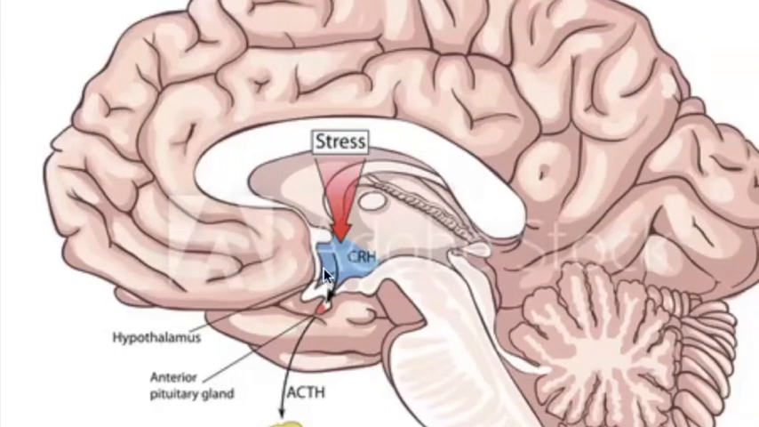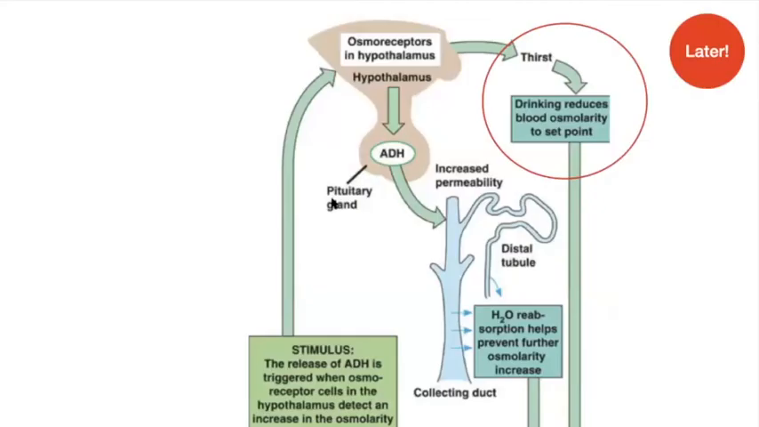That are going to tell it to release stuff, right? So your hypothalamus is kind of monitoring the whole body for your internal body processes. But I just want to point out over here, this will be something for later when we talk about the hypothalamus. Osmoreceptors pick up the osmolarity of the blood and secrete ADH.